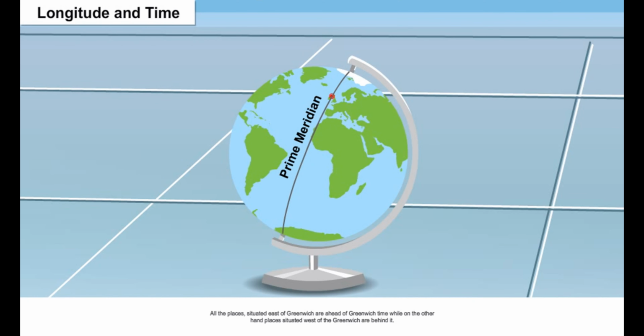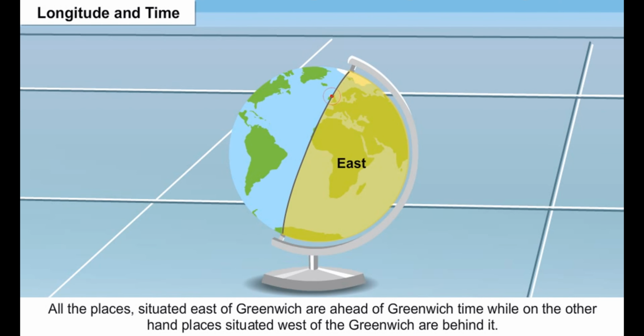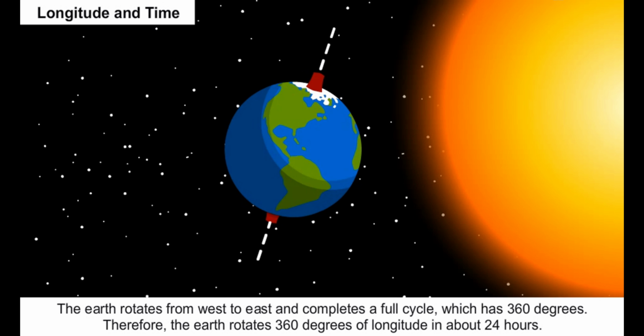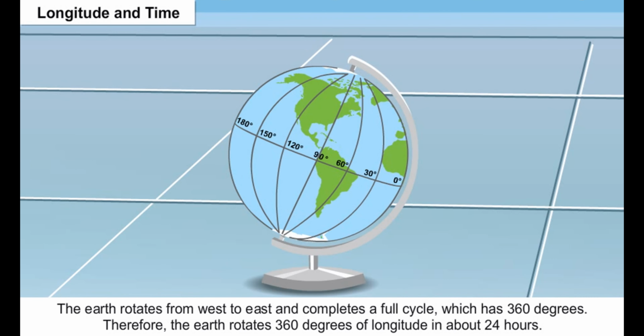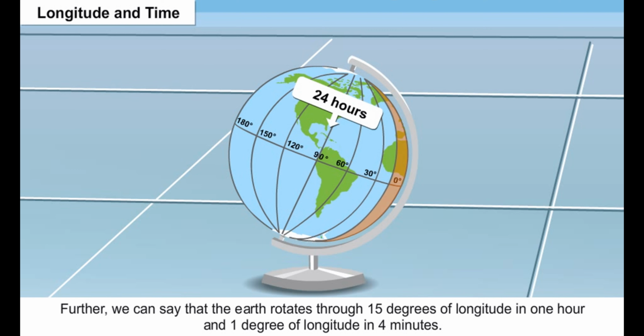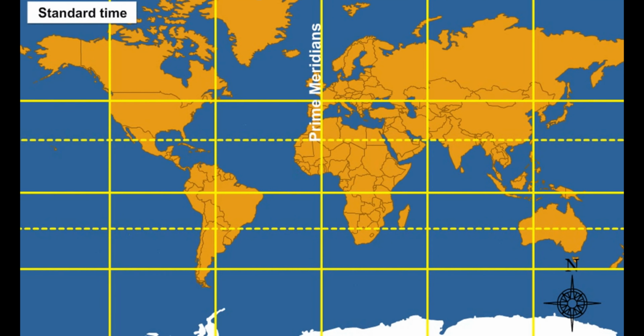Longitude and time. All the places situated east of Greenwich are ahead of Greenwich time while on the other hand, places situated west of the Greenwich are behind it. The Earth rotates from west to east and completes a full cycle, which has 360 degrees. Therefore, the Earth rotates 360 degrees of longitude in about 24 hours. Further, we can say that the Earth rotates through 15 degrees of longitude in 1 hour and 1 degree of longitude in 4 minutes.